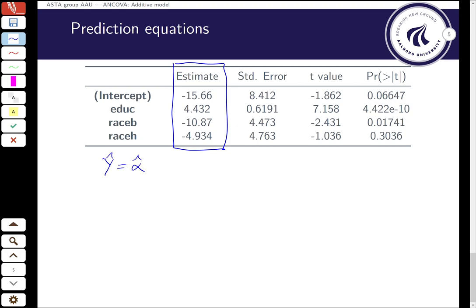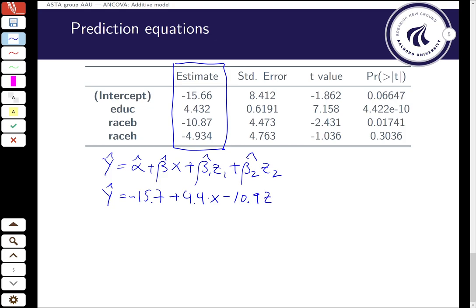And we look at this column with the estimates, where we say that the prediction equation for y is that y is equal to the estimate of alpha plus the estimate of beta 1 times, sorry, not x1 but z1, plus beta 2 times z2. In this case, y hat is equal to, so these are the ones that give the minimum squared error, minus 15.7 plus 4.4 times x, where x is the number of years of education, minus 10.9 times z1, minus 4.9 times z2 here.